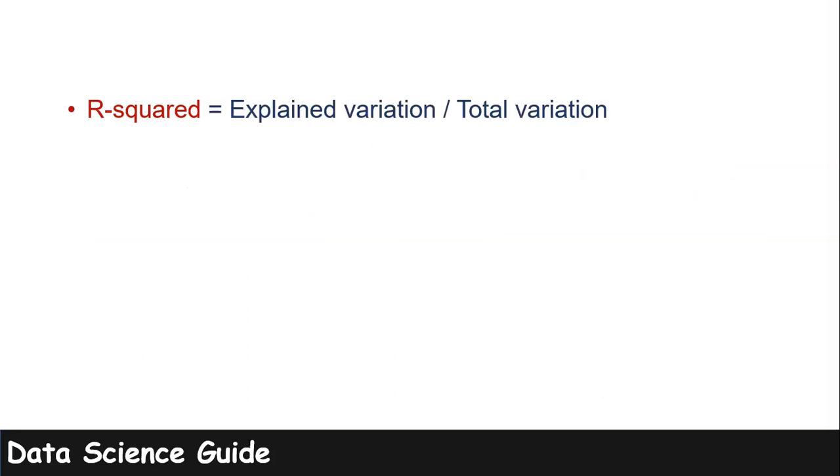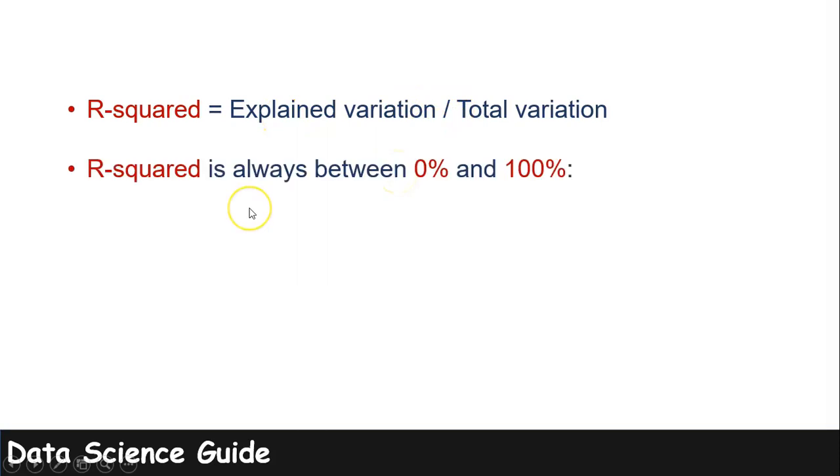So based on that, R squared equals explained variation divided by total variation, and that's exactly what we said. It's only a portion. The explained variation is a portion of the total variation. So when we divide this number by this number, we will get a percentage. And that percentage is always between 0% and 100%, or we can say between 0 and 1.